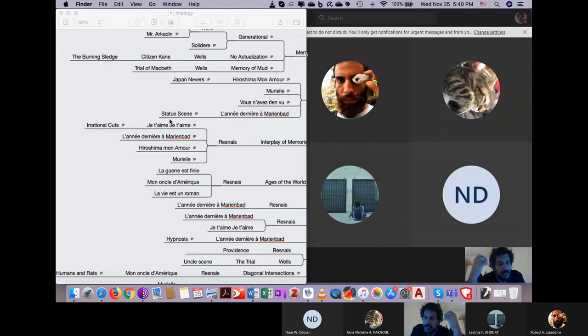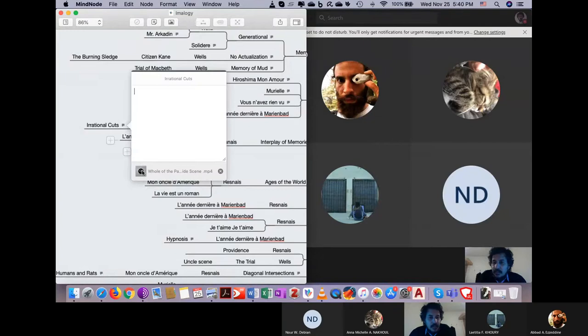And Alain Resnais is doing that because memory itself is irrational, meaning it doesn't stop where it has to stop. It just cuts in a random way, and it takes you to places, in this case to memories, randomly. And this is really pictured in Je t'aime, je t'aime. It's an incredible movie. If you want to have a beautiful night, you watch that. And this is a clip from Je t'aime, je t'aime. I hope you notice the irrational cut.